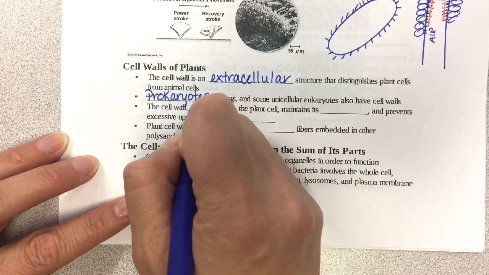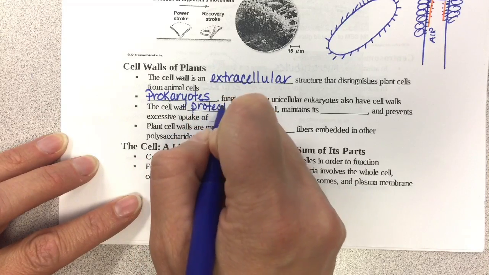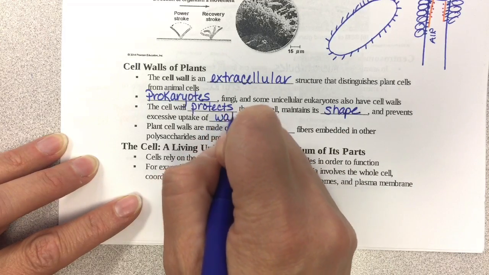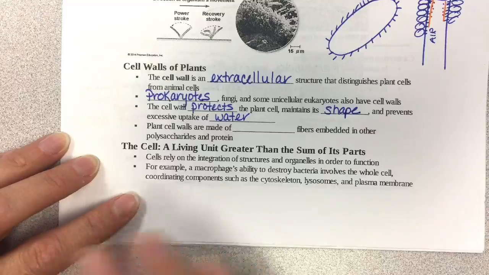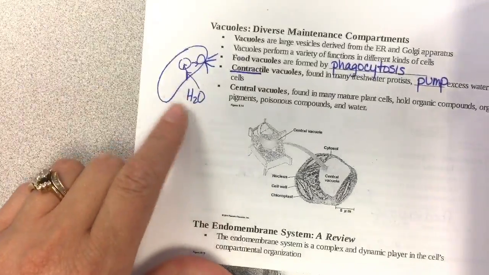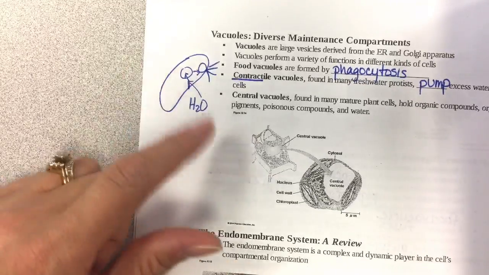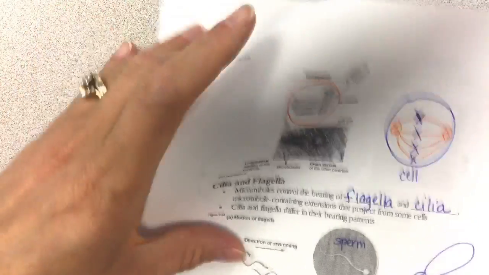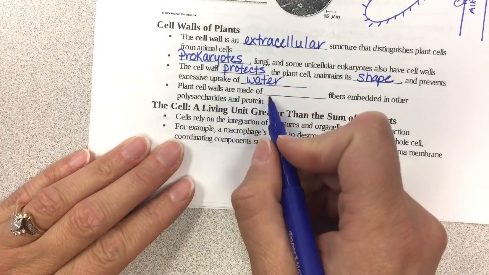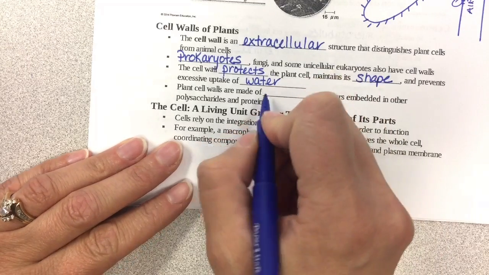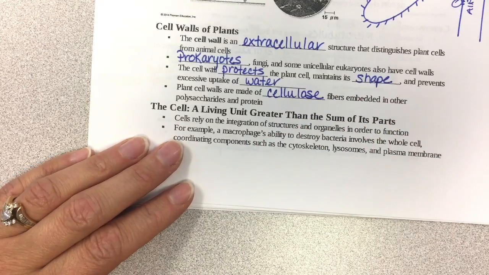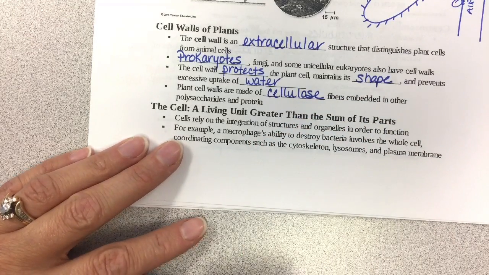The cell wall protects the plant, maintains its shape, and prevents excessive water uptake. So it prevents it from exploding, kind of like when we talked about the contractile vacuoles. The paramecium have contractile vacuoles to help with the explosion, and the plant cell walls help plants do that. And plant cell walls are made up of what polysaccharide? You should know this. Cellulose. Fibers embedded in other polysaccharides and proteins.